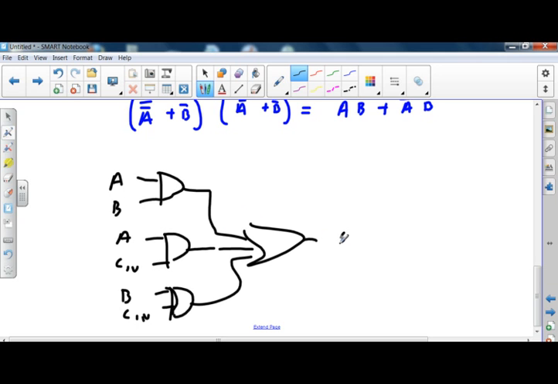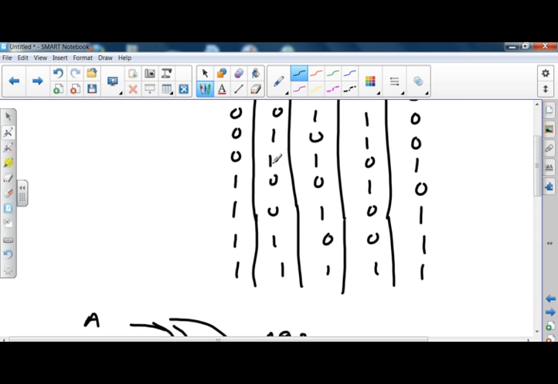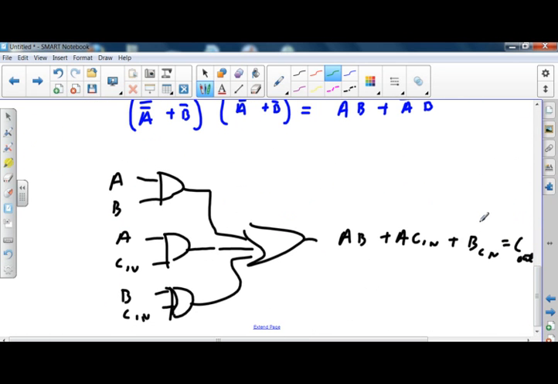I end up with A, B, or A, C_N, or B, C_N. And I look back and I say, that's my carry out. And I go up and look at my carry out, and there's a B, C_N. Oh well, can't have everything. I misspelled it. It's B, C_N.